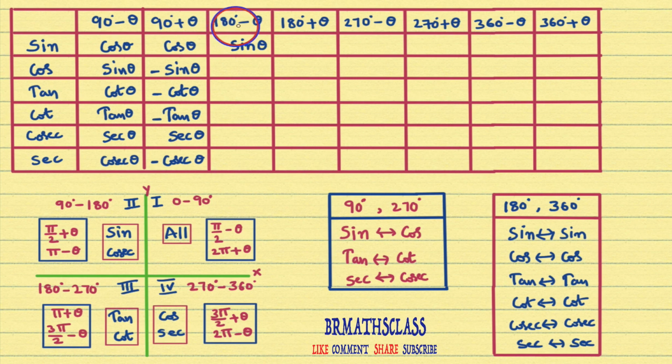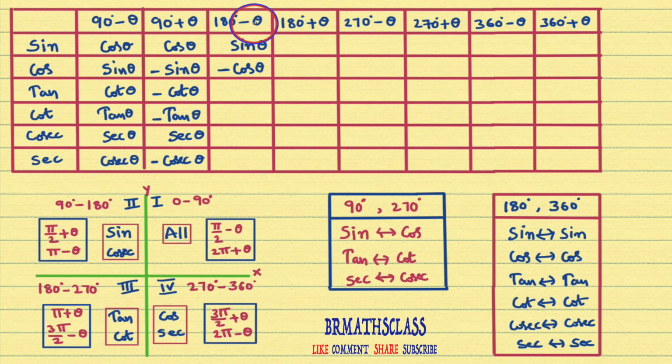Cos 180 degrees minus theta. As 180 degrees is there, function remains same. So this is cos theta. After writing this, you check here. 180 means pi. Pi minus theta lies in which quadrant? Pi minus theta lies in second quadrant. Second quadrant, cos is what? Look here only. In second quadrant, cos is negative. So cos pi minus theta is minus cos theta.